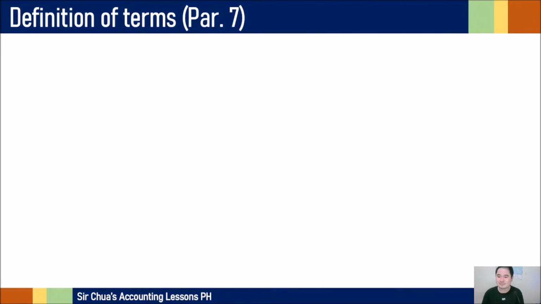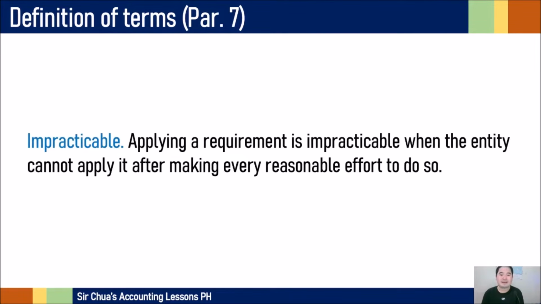Okay? And then we also have impracticable. When can we say that an item or a provision is impracticable? Applying a requirement from the standard is impracticable when the entity cannot apply it after making every reasonable effort to do so. So you have already exerted all of the efforts para lang ma-apply yung sinasabi dun sa standard pero hindi talaga kaya ng entity. Yun po yung sinasabi nating a provision or a requirement is impracticable.